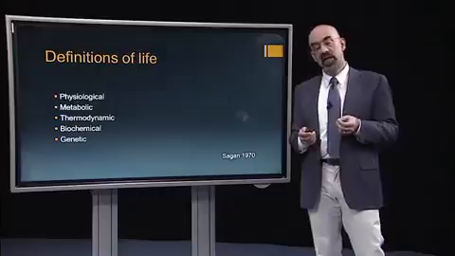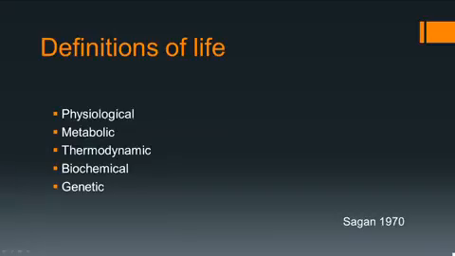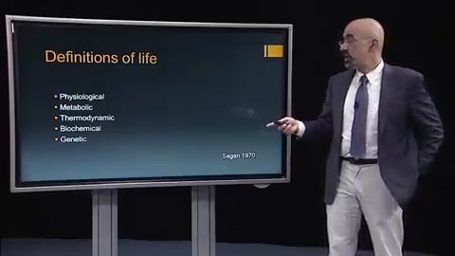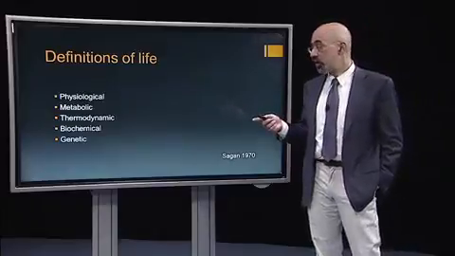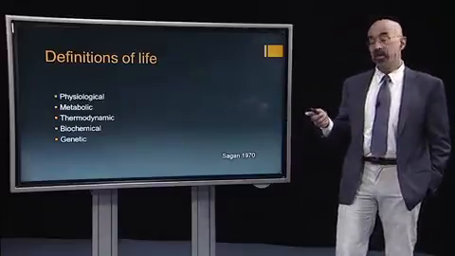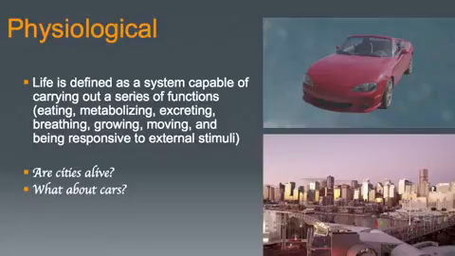Carl Sagan, in his classic 1970 paper, identified 5 different types of definitions that people have put forward for life, and most attempts to do this really fall into these categories. And we'll look at all these types: the physiological, the metabolic, the thermodynamic, and the biochemical, and finally the genetic. Let's begin with the physiological.